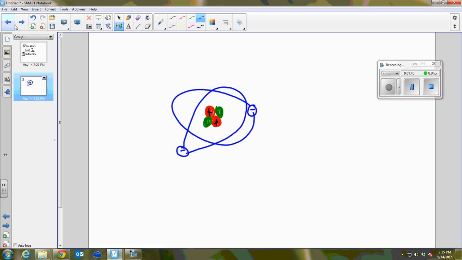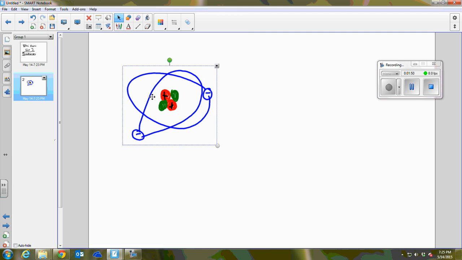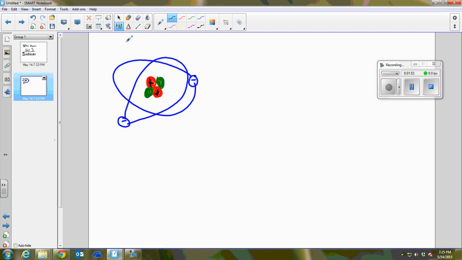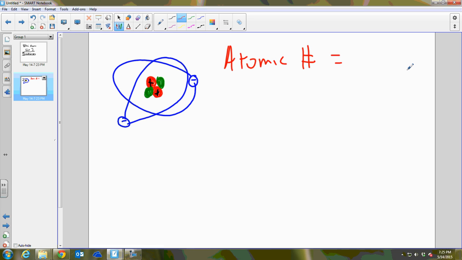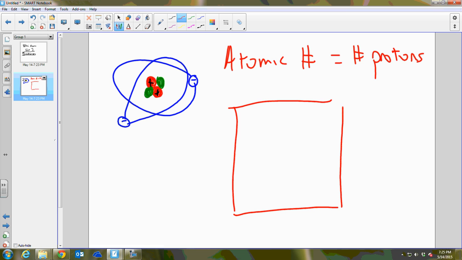Now, there's several numbers associated with atoms, so let's get those. There is the atomic number, and the atomic number is the number of protons. When you look up on the board and you see something that looks like this, in this case helium, and up here in the upper right hand corner you'll see a nice number. That number tells you how many protons it has. This is what makes an element an element.